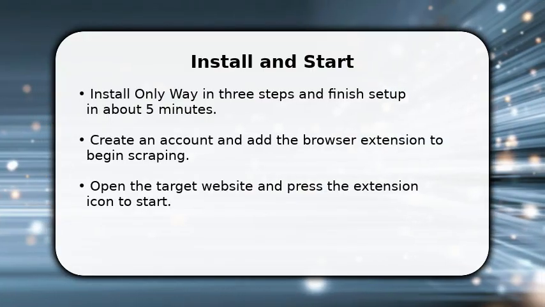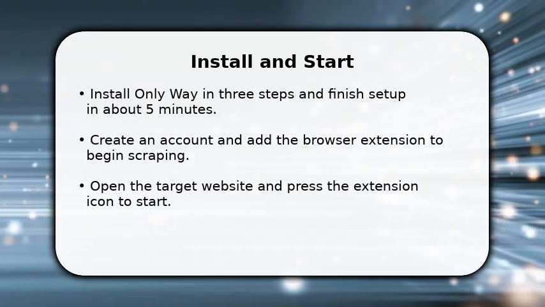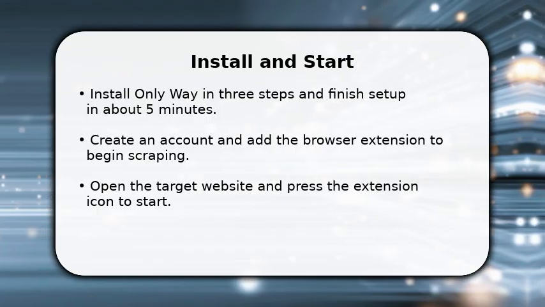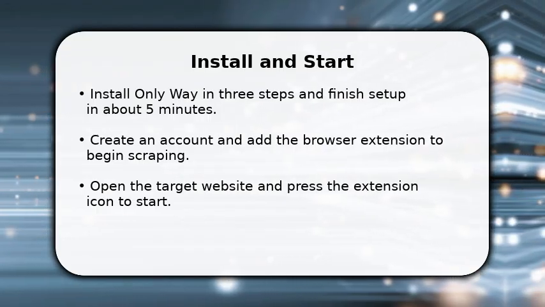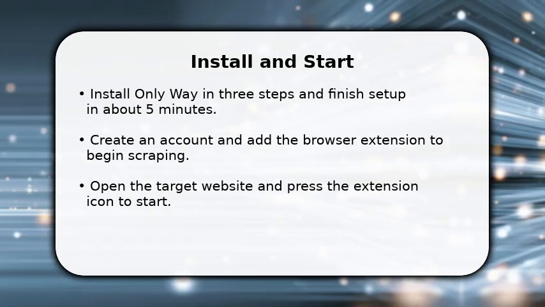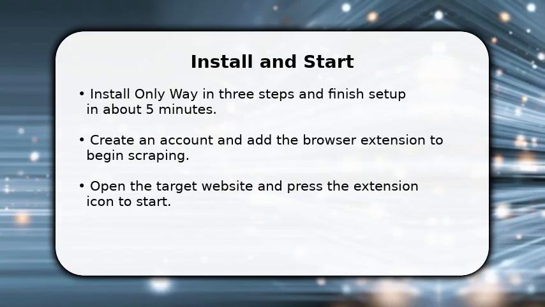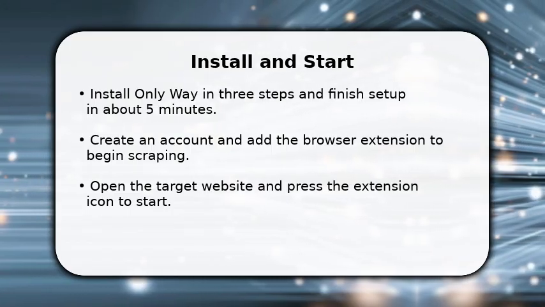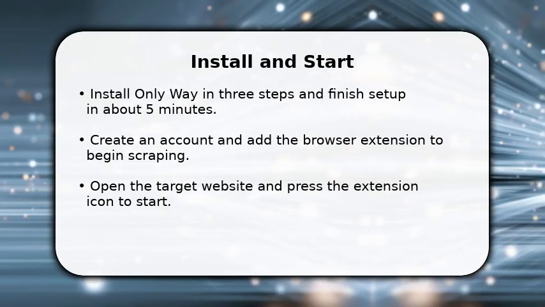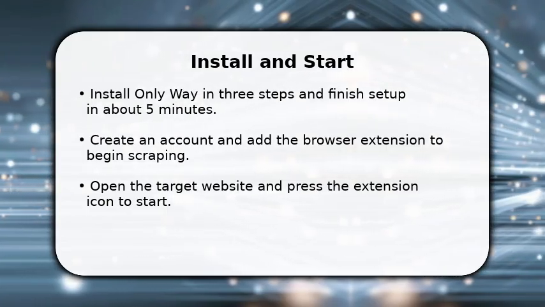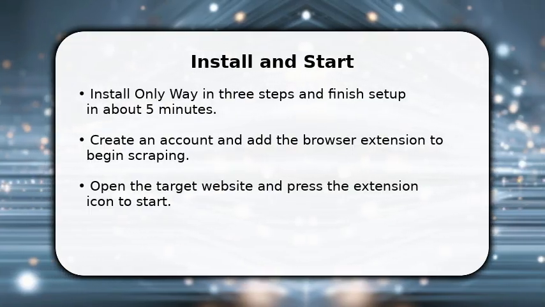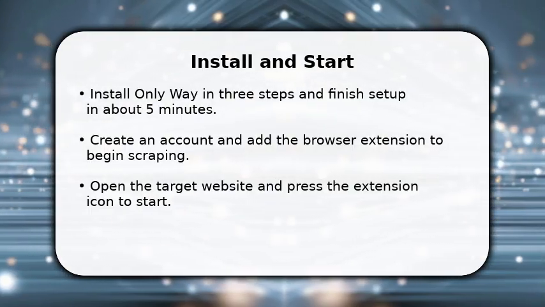Install OnlyWay in 3 steps and finish setup in about 5 minutes. First, create an account using your email address and a secure password. Next, add the OnlyWay browser extension from the official store and enable permissions when prompted. Finally, open the target website you want to scrape and press the extension icon to begin configuration. This simple installation gets the scraper ready and makes the tool accessible in your browser toolbar for immediate use.